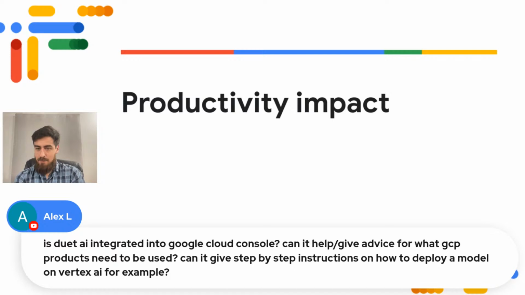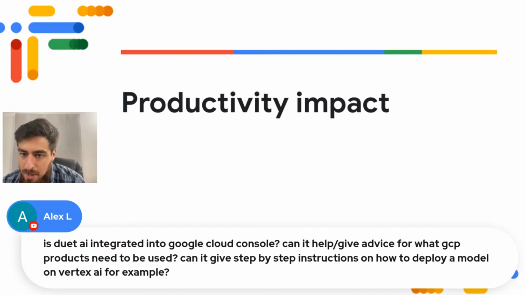Can it help give advice on why GCP products need to be used? Yes, that's one of the core use cases. Let's say you're writing a microservice. You ask, hey, should I be using Kubernetes? Should I be using Cloud Run? Should I be using GCP VMs? That's the kind of use case where Duet AI can help you get guidance for when each specific route could be best for you, and it can give step-by-step instructions on how to deploy a model on Vertex AI. So yes, it should also help you with guidance on those flows.